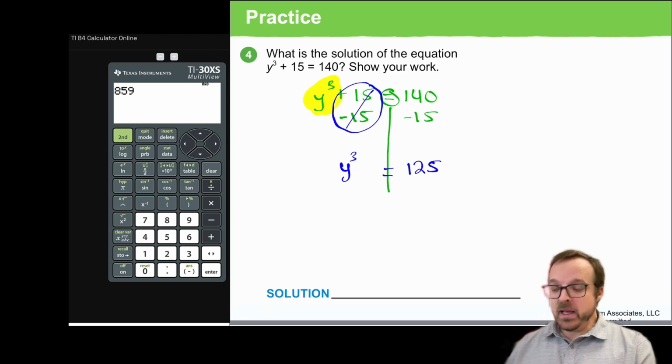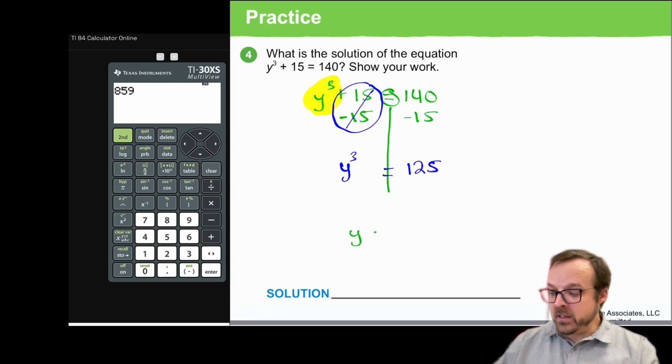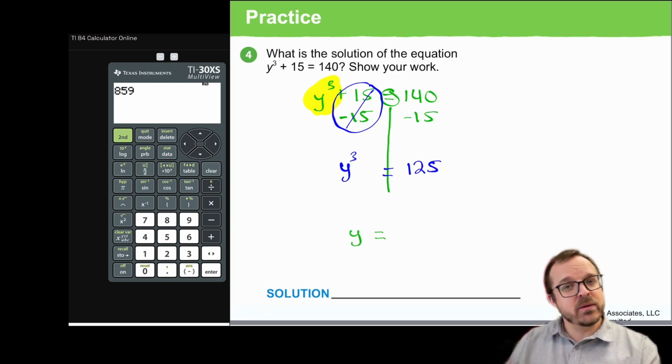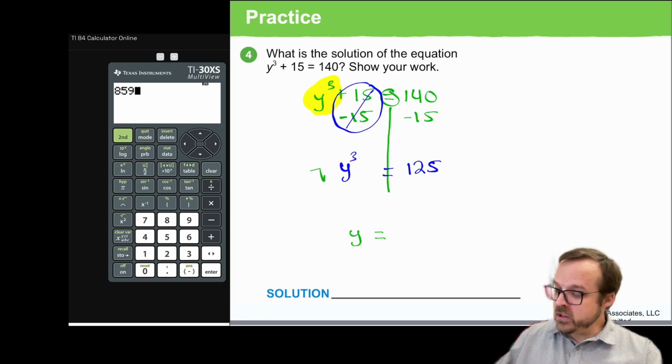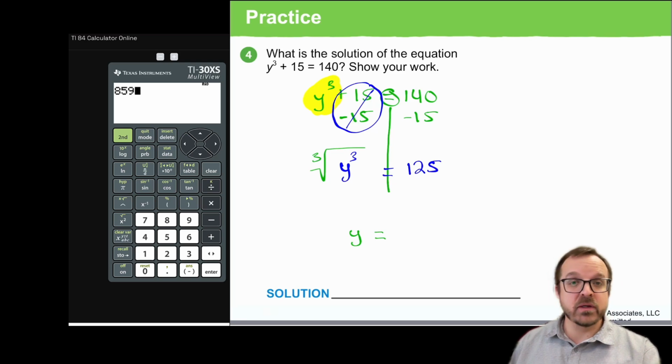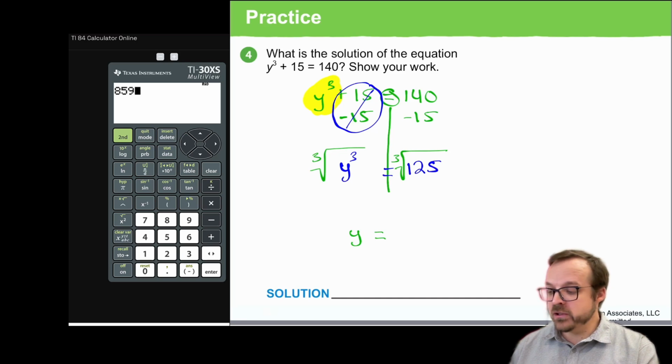The way that we can get y by itself, so it's just y equals, is we need to get rid of that to the power of 3. We're basically asking ourselves, what number times itself 3 times would give me 125? And we've been talking about square roots and cubed roots. We can take the cube root to get rid of a cube, but if you do that to one side, you have to do it to the other, right? It's just an inverse operation, right? The cubed root of a cubed number is itself.